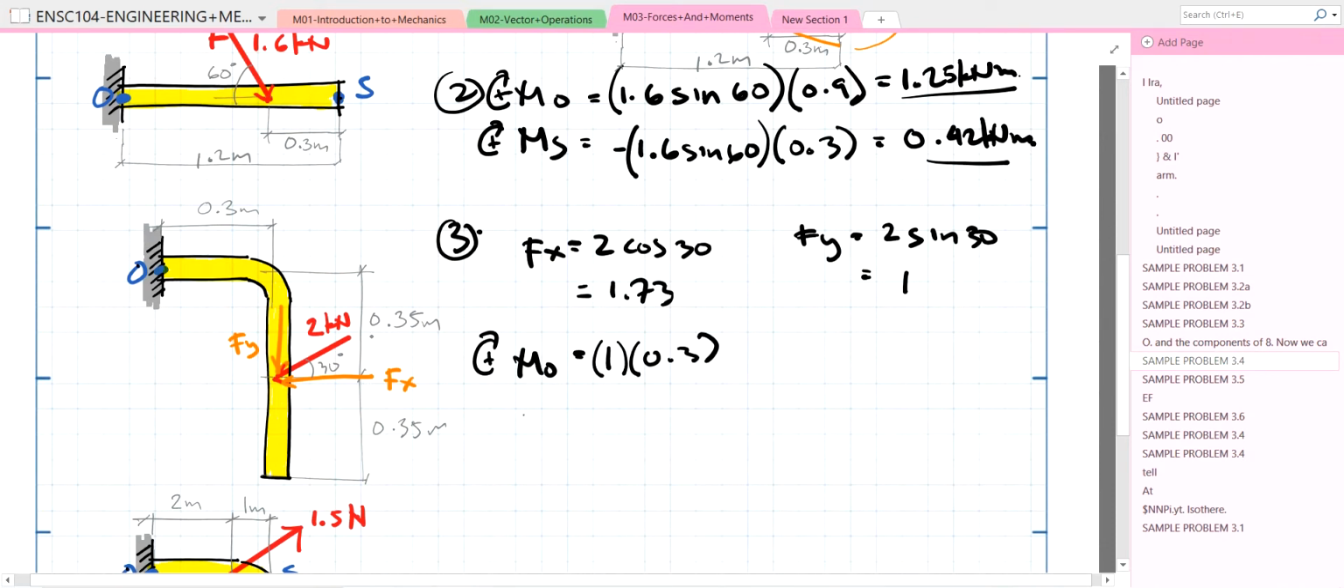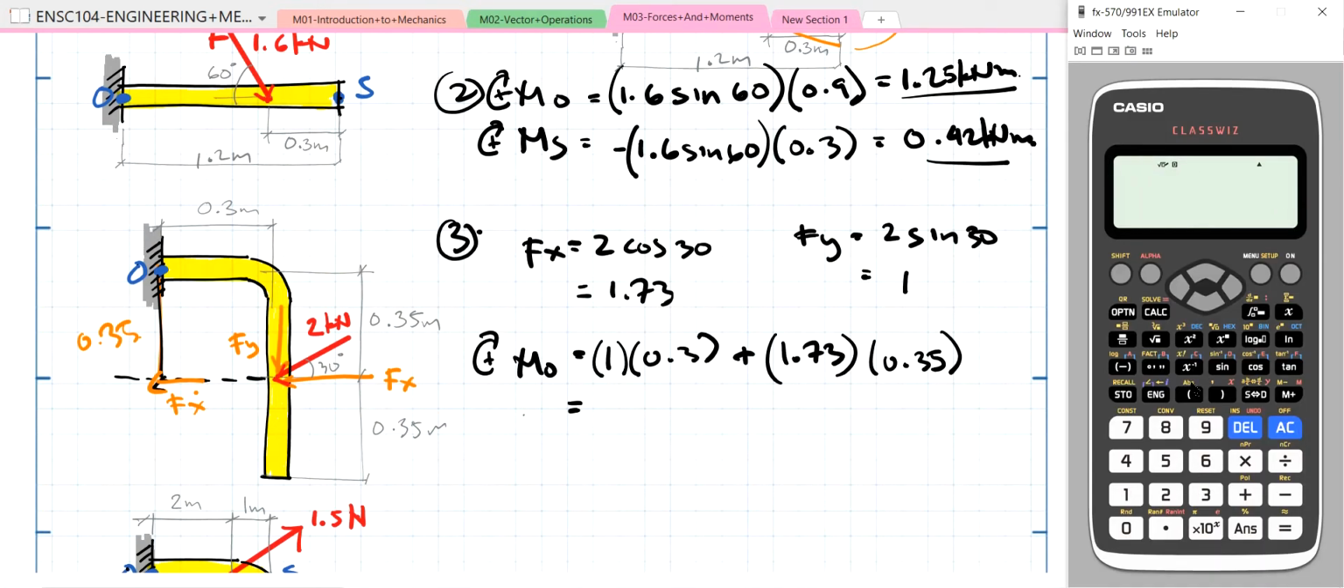Right, so Fx has a perpendicular distance, therefore it will also produce a moment at point O. If we use the principle of transmissibility, here's Fx and here's the perpendicular distance, 0.35. So Fx times the perpendicular distance of 0.35, and it's still positive, so plus Fx, that is 1.73 times the distance, 0.35.